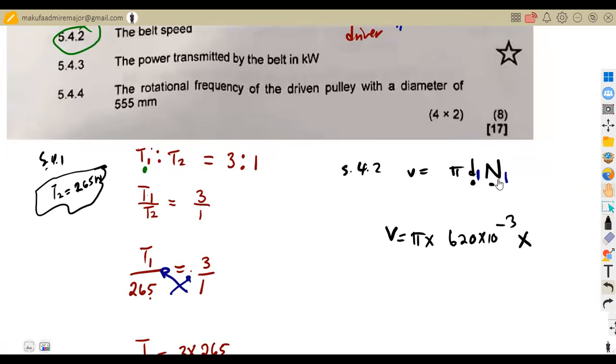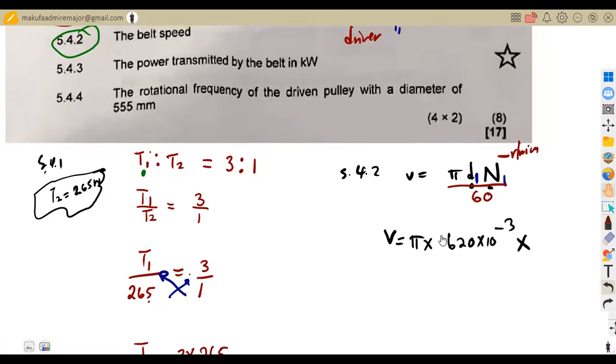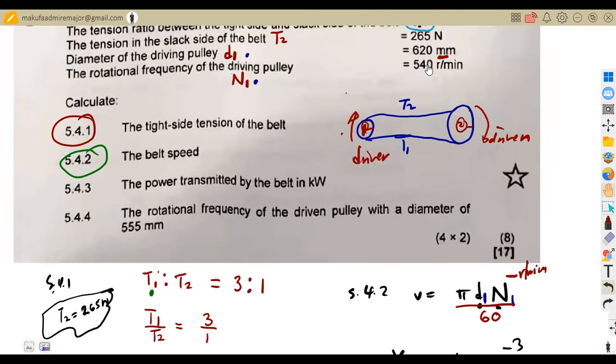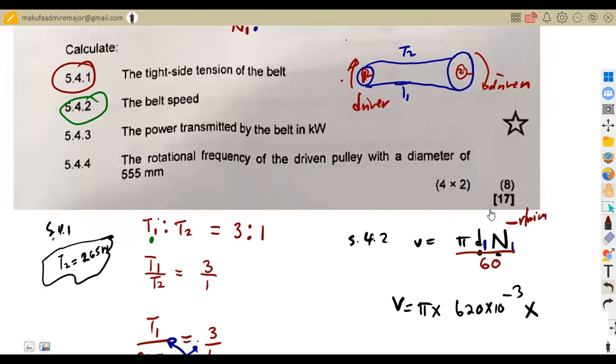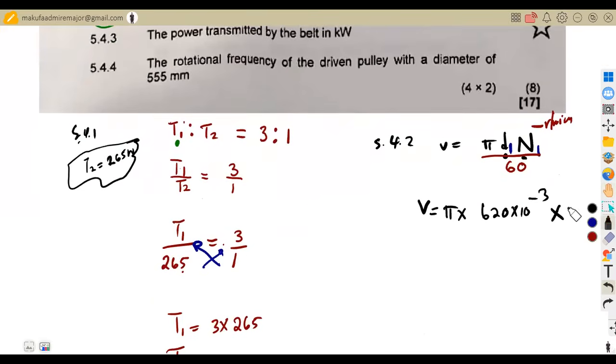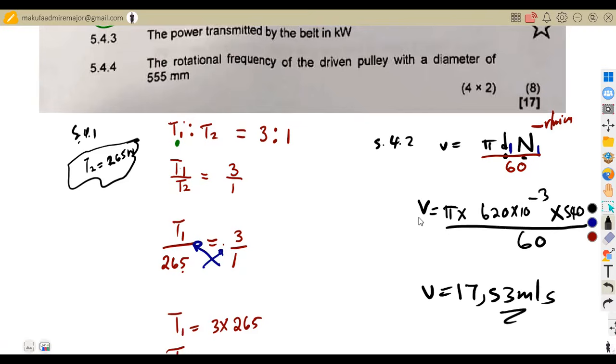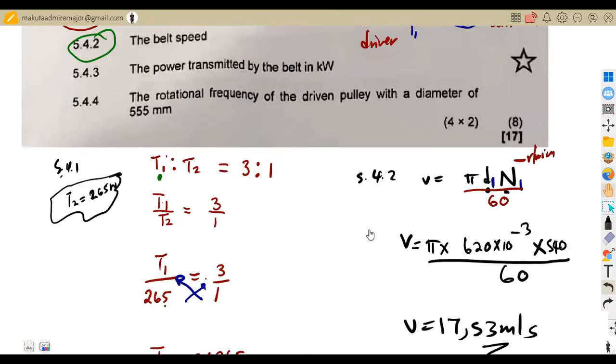If N is measured in revs per minute, then you are going to divide so that it becomes revs per second. So let us check here. We've got our N in revs per minute, which is 540. So we are going to divide 540 over 60, and you are going to obtain something like 17.53 in this case. This is being measured in what? In meters per second. So we have the velocity there.